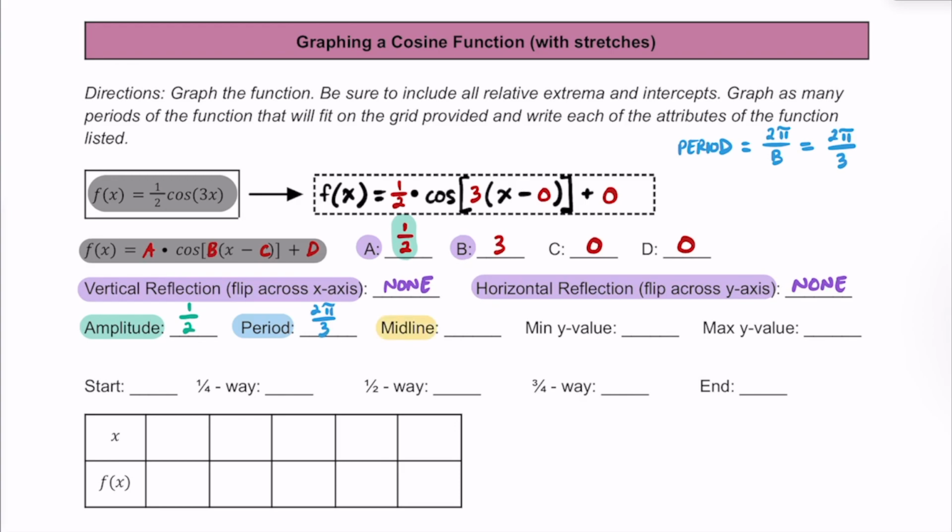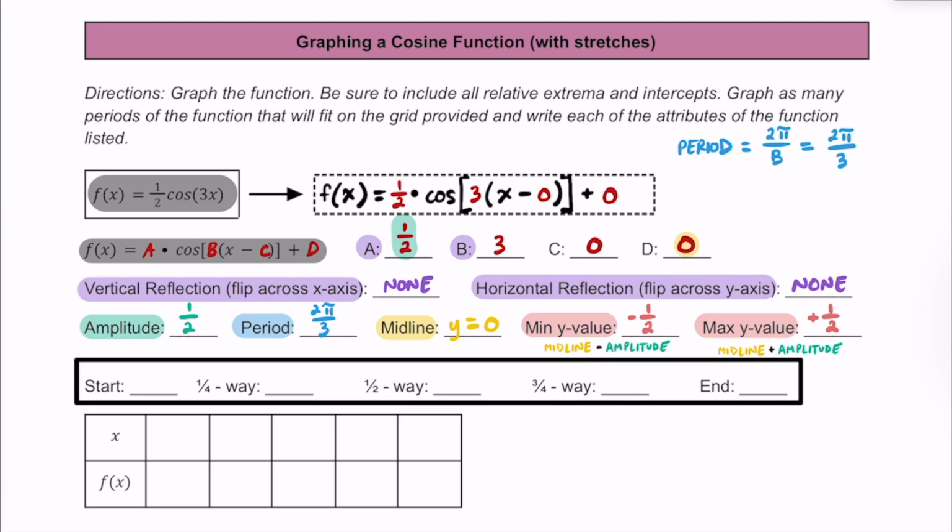All right, for the midline, that's going to be dependent on the value of d. Looks like d is equal to 0, so the midline's not going to move. Remember, by default, the midline is going to be at y equals 0, that horizontal line. For the minimum and maximum y value for this function, we can find the minimum y value if we take that midline value and take away the amplitude. So 0 minus 1/2 is going to be negative 1/2. That's as low as this function is going to go. And in terms of the maximum y value, we're just going to take that midline and add 1/2. So 0 plus 1/2 is going to be positive 1/2. Because the amplitude is equal to 1/2, you can think about this function as being vertically shrunk.